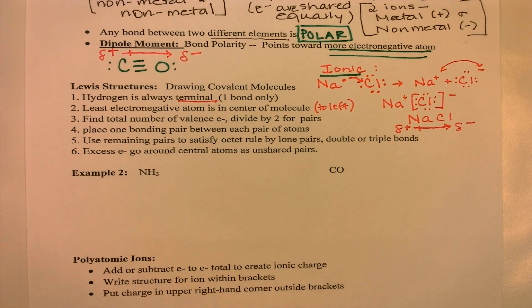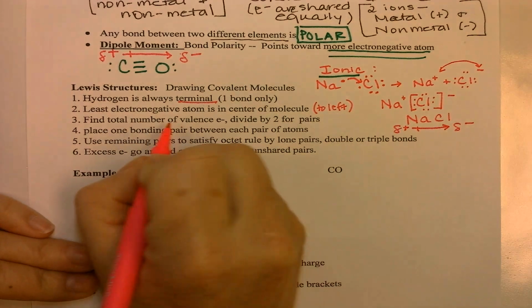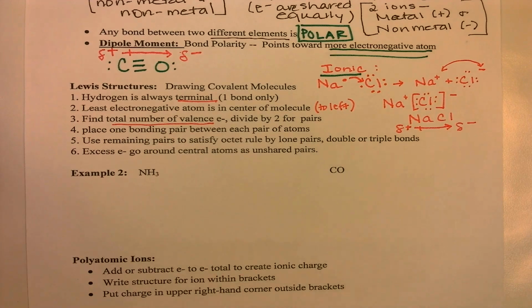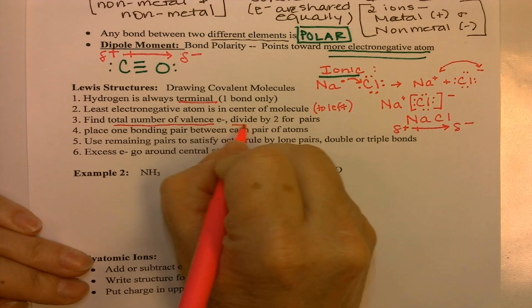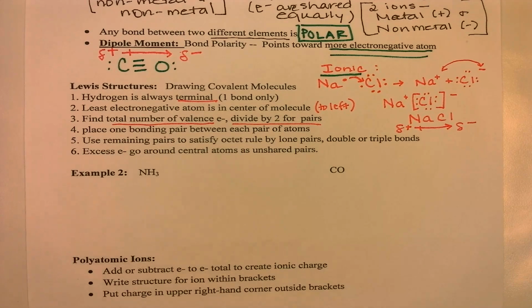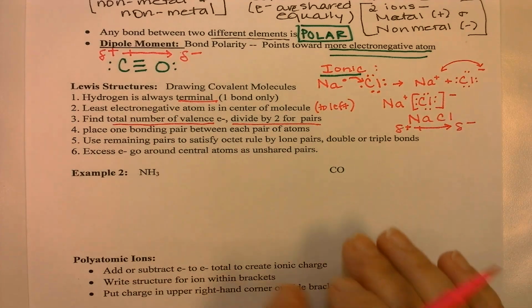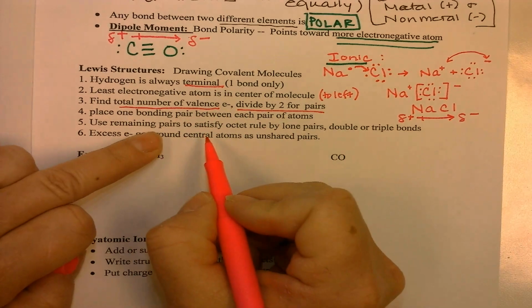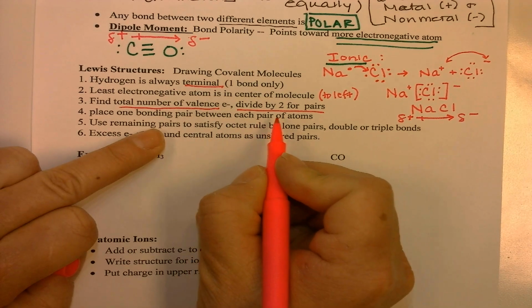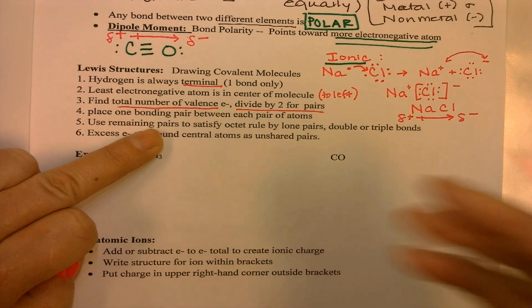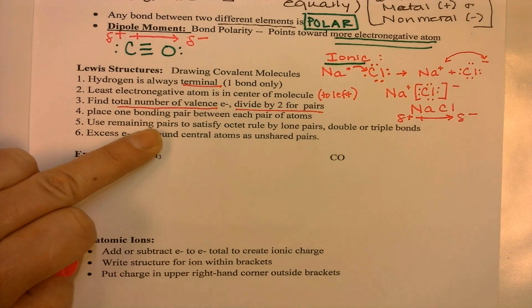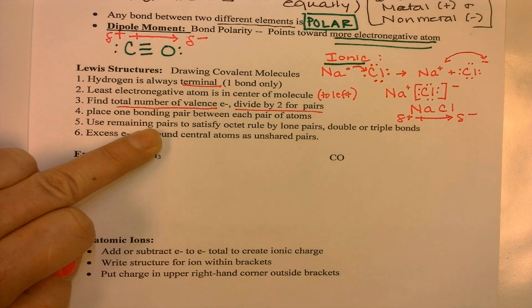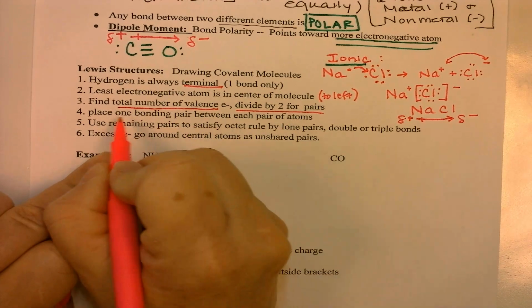Okay. Next, you're going to find the total number of valence electrons available. You're going to add them up. And then you divide by 2, and that tells you how many pairs you have to work with. Next, you place 1 bonding pair between each pair of atoms. So 1 bonding pair between, for example, sulfur and fluorine, and so on for each fluorine. So sulfur now has 6 things coming off of it. Right? Okay.